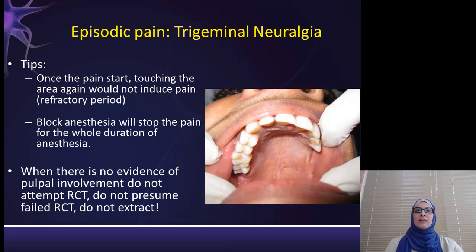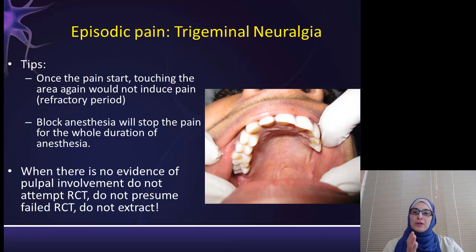One of the features of trigeminal neuralgia is that when you touch the area, this would trigger a pain, and if you touch it immediately afterward, this would not trigger any pain. So there is a sort of pain-free area before you can trigger a second attack. This is a feature of trigeminal neuralgia that would help in the diagnosis. We call this period a refractory period.